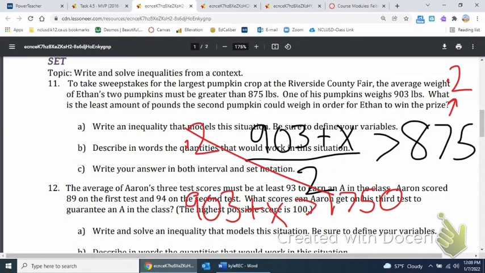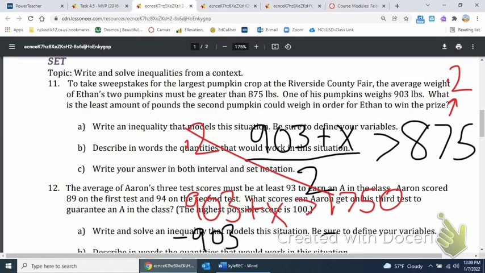So this is still technically for part A. Part A wants us to write the inequality, and it doesn't say solve it, but we're going to solve it. And then we'll talk about B and C. There's only one more step now to do. How do we get rid of the 903? Subtract it.